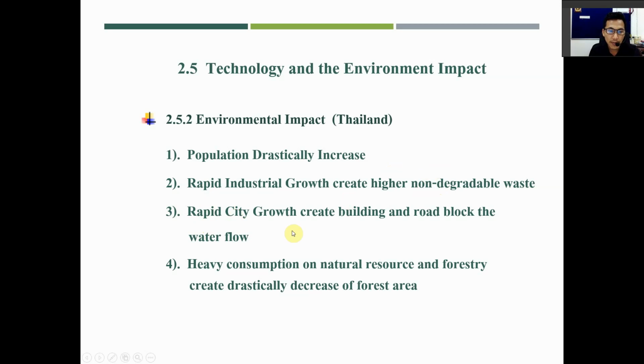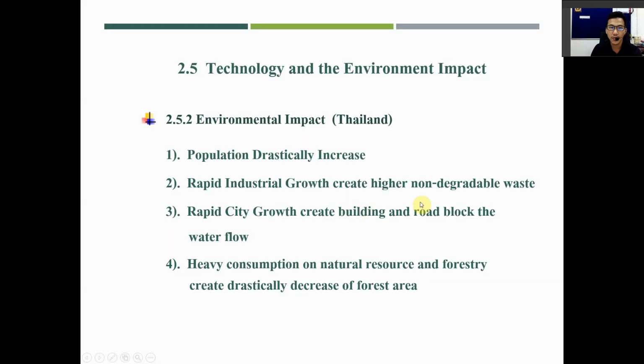The third one is rapid city growth, creating buildings and roads that block the water flow. As the city grows more and more, eventually the water flow gets disrupted, and that can cause flooding as well. And the last one is the heavy consumption of natural resources and forest, which creates a drastic decrease of forest area. Like I said at the beginning, right now the number is lower than 30% of the total area.